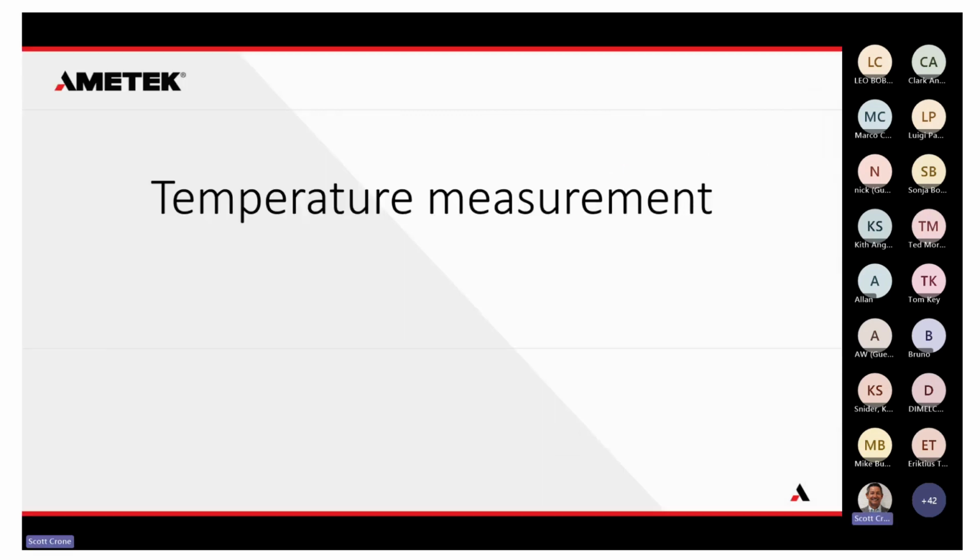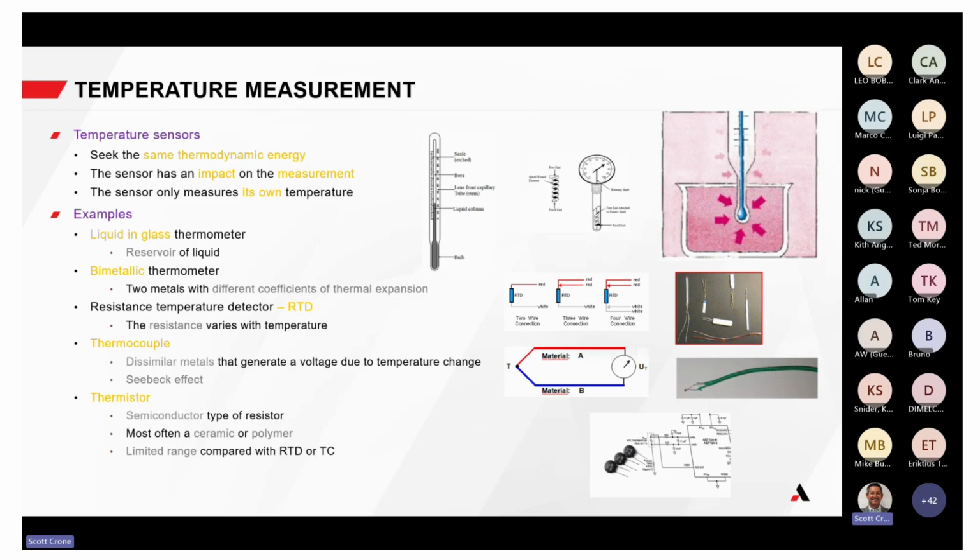So when we talk about temperature measurement, there's a lot of devices that you might know, but the big thing to remember is that everything seeks the same thermodynamic energy, and the sensor that you're going to use has an impact on the measurement. What's even more important is sensors only measure their own temperature. So you have to wait for those sensors to equalize, and I'll talk about that a little bit more in the future, but it's very important to understand that temperature, unlike, say, an electronic calibration or a pressure calibration, takes time. You have to give it time to stabilize before you actually take a reading or take a measurement.